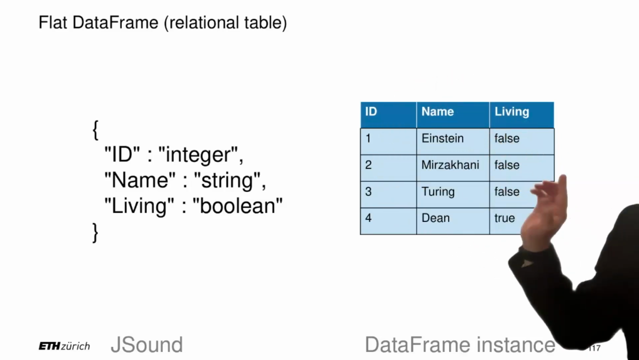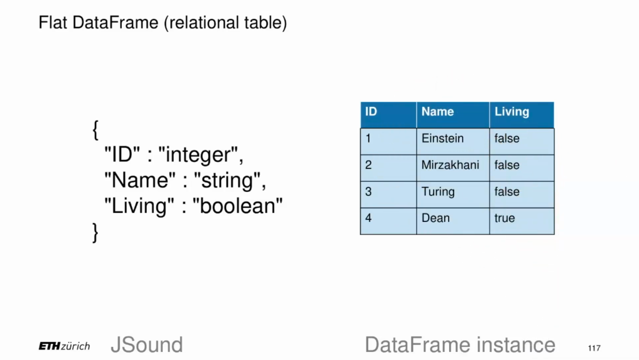So the key part to understand is that when you have such a collection of valid JSON objects, you can view them as a relational table. That is the key point.